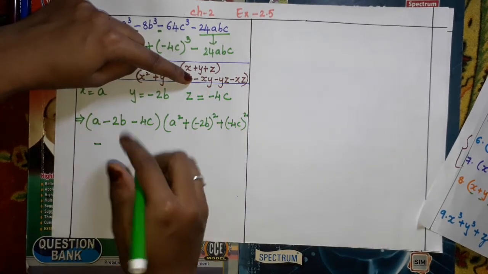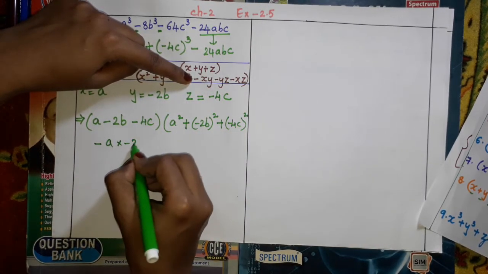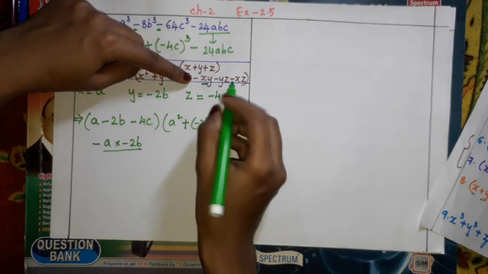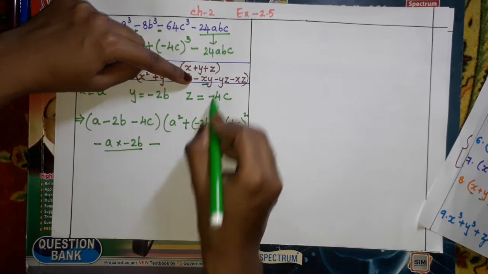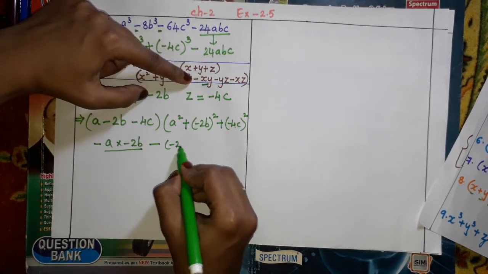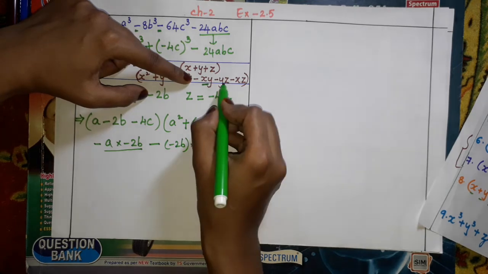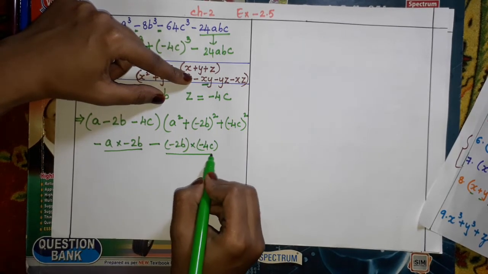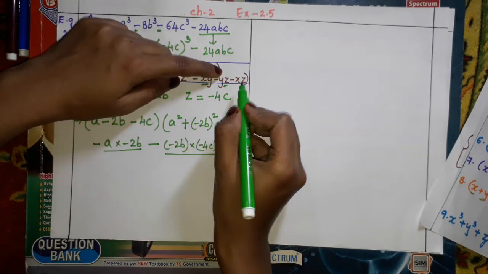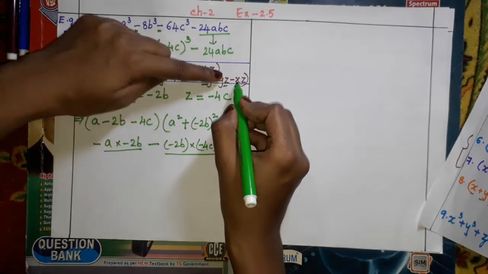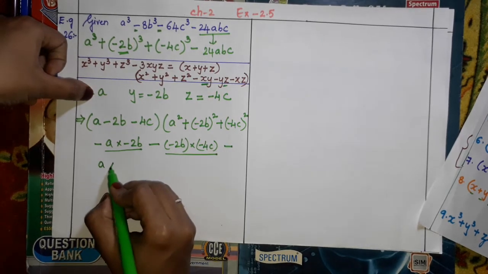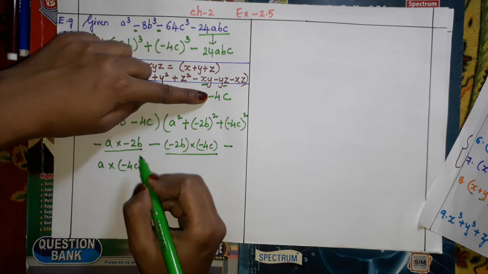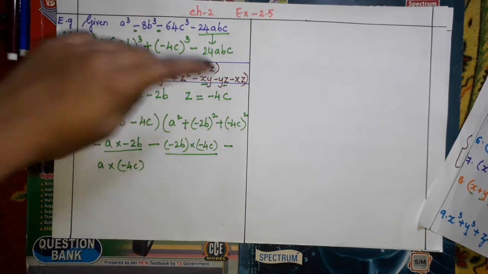X is a, y is minus 2b. I'll be underlining this because these both are in multiplication. Then minus y is minus 2b into z, which is minus 4c. Again I'll be multiplying this, both are in multiplication. Then minus x, which is a, into z, which is minus 4c.